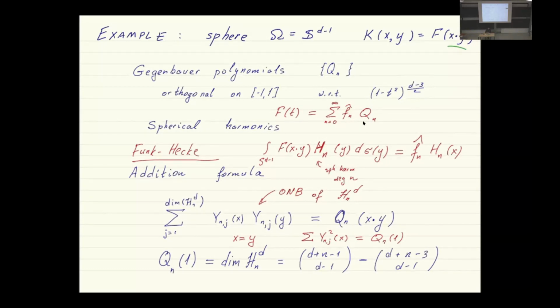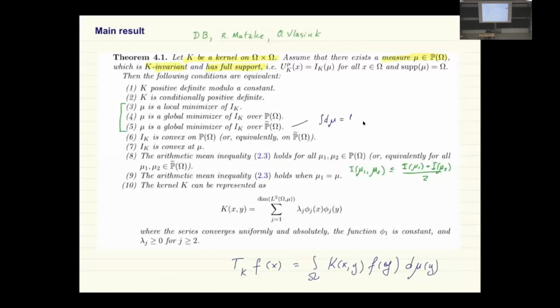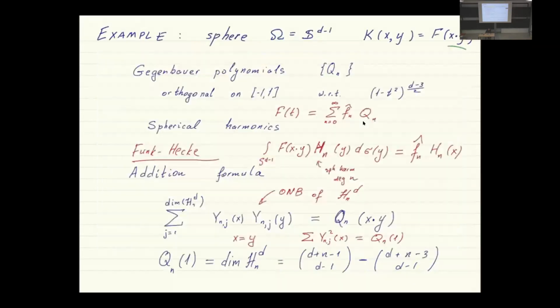So from here, it becomes quite clear what positive definite functions on the sphere are, right? In particular, if you go back to this decomposition, you want all the coefficients here, all the eigenvalues, to be non-negative, okay? And the eigenvalues are precisely the Gegenbauer coefficients of the function f. Because this follows from the Funk-Hecke formula.